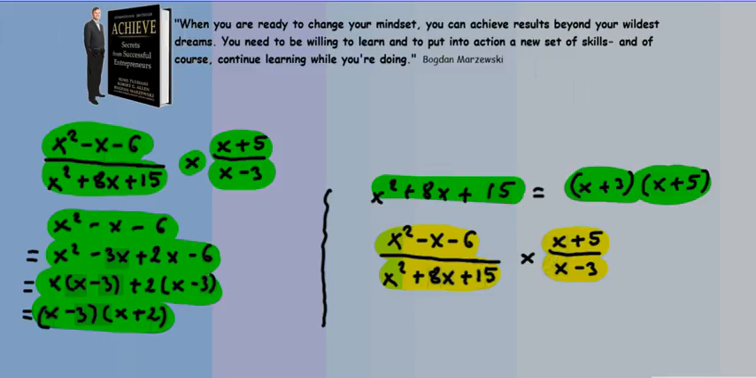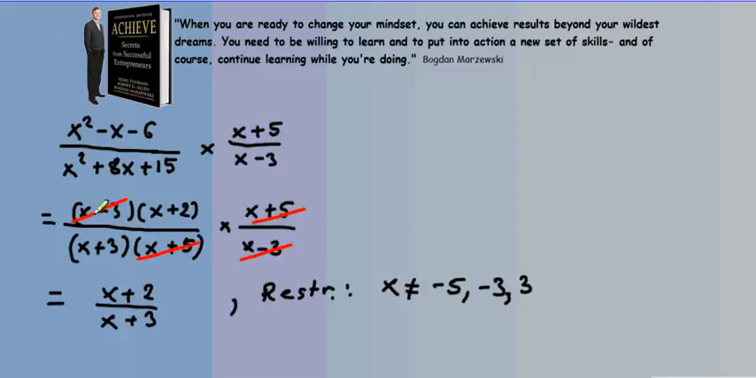So what do you do? You simply rewrite the question in factored form and look for common factors. So x minus 3 and x minus 3 are found on opposite parts, on top and the bottom, therefore you reduce, and x plus 5 and x plus 5 again, so you're left with x plus 2 divided by x plus 3.